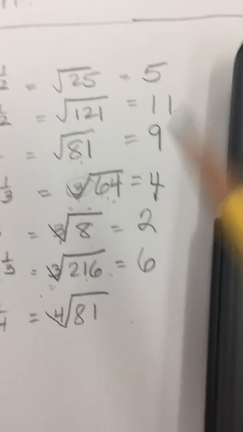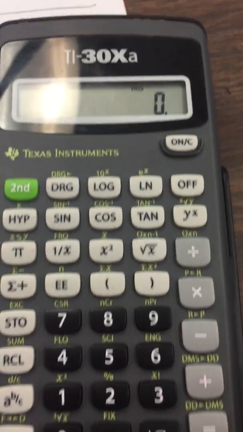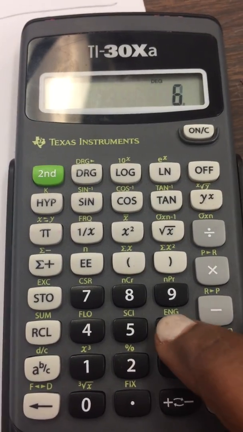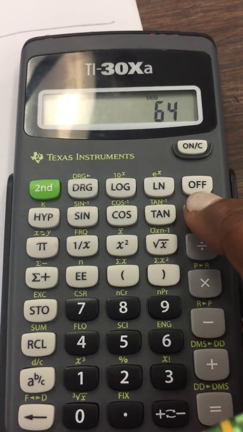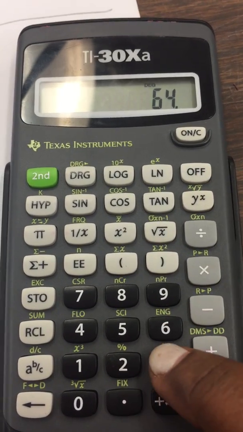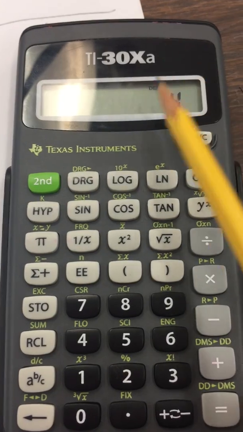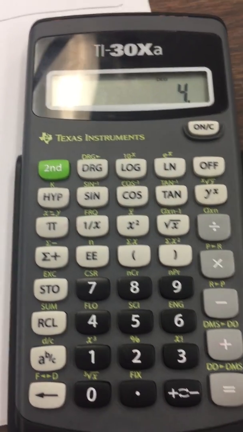The cube root of 64 is 4. So let's go to our calculator. Let's type in 64, second this, and we want the cube root. And guess what it tells us? It's 4.